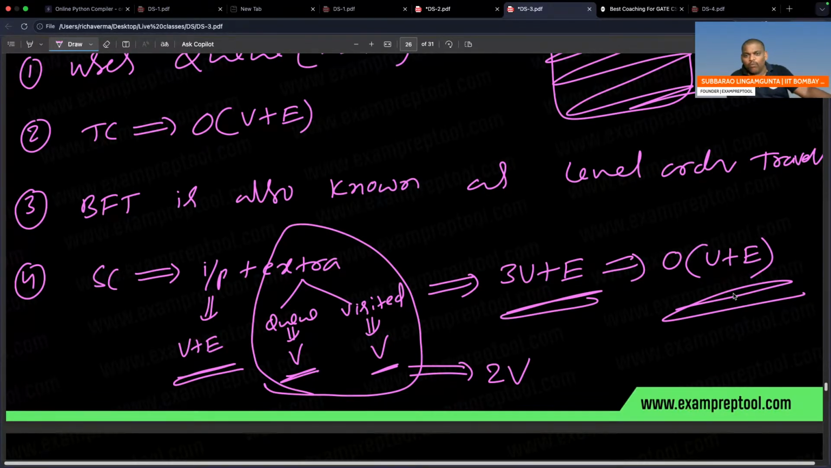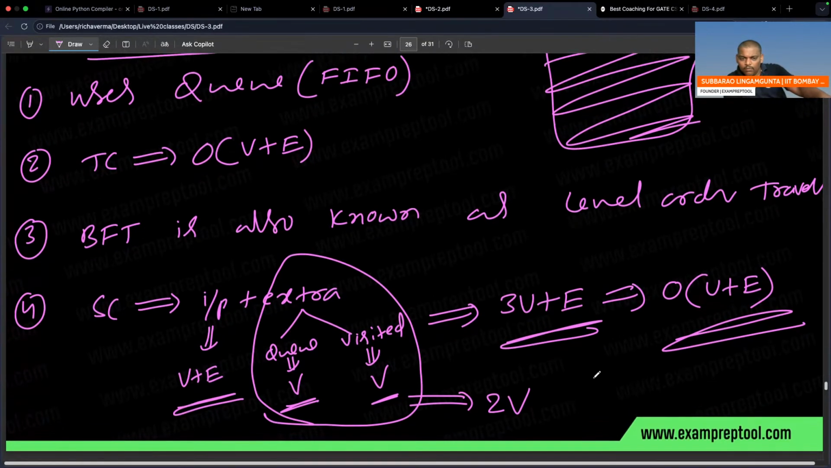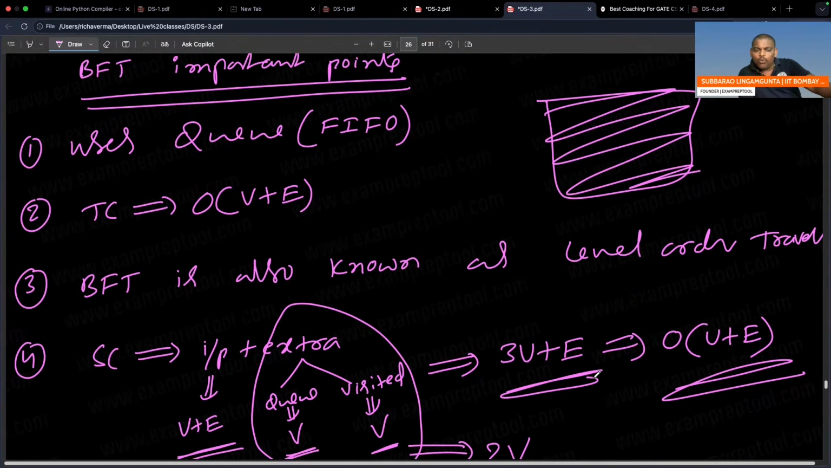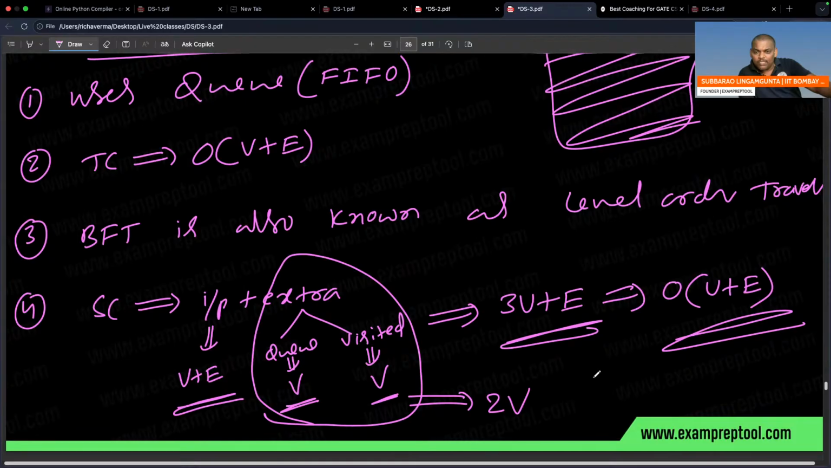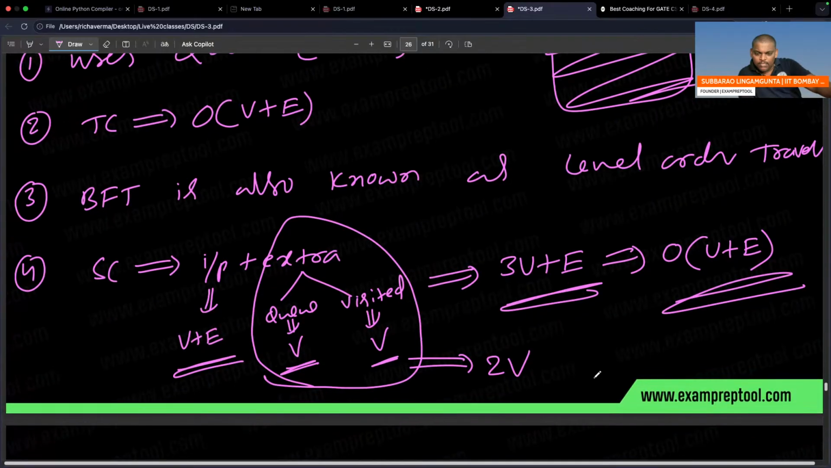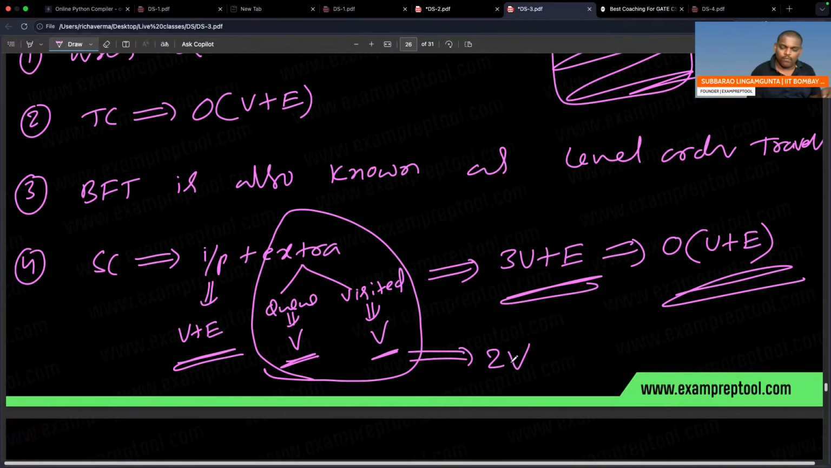Are you comfortable till now? Why time complexity V plus E? Covering total graph one time. Fine? Is it okay? BFT important points. Uses Q. Time complexity V plus E. Sir, here E is extra. Where is E extra? V plus E for graph. Graph given means vertices given, edges given.